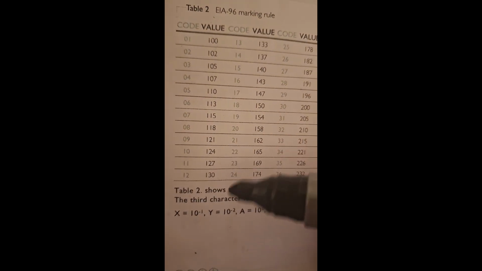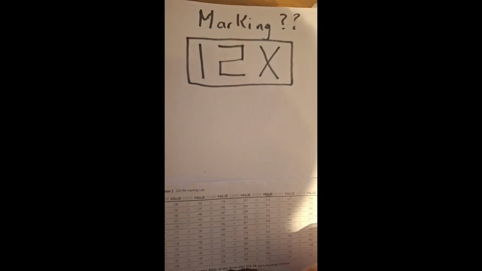Let's look at this SMD resistor, which has a marking of 12X. The marking looks a little confusing. There's a table to refer to called the EIA 96 marking rule table. Let's have a look.